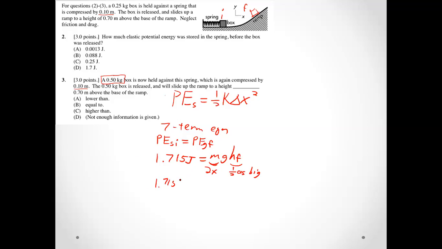So 1.715 joules equals 0.50 kilograms times 9.8 times Hf. And we divide both sides. So divide it by 0.5. And it comes out to 0.35 meters. Okay, so I actually plug those into my calculator to get an answer that I already knew. I knew it was going to be half as big, and half of 0.7 is definitely 0.35.